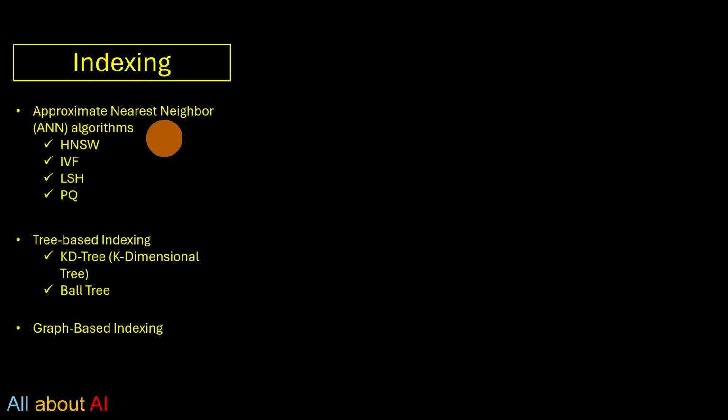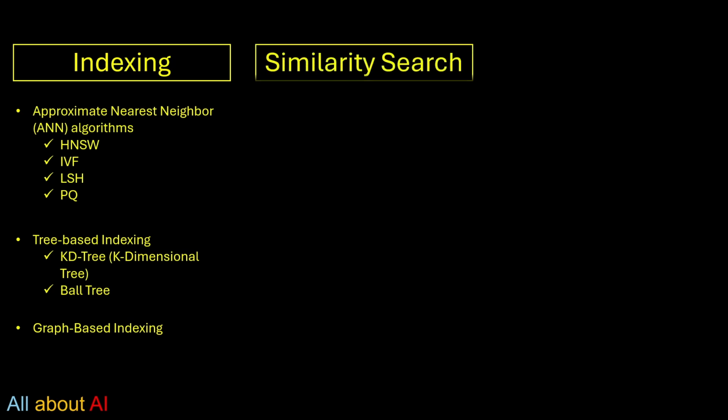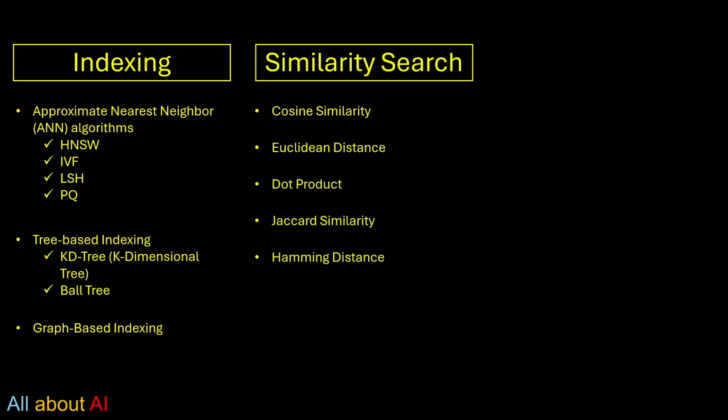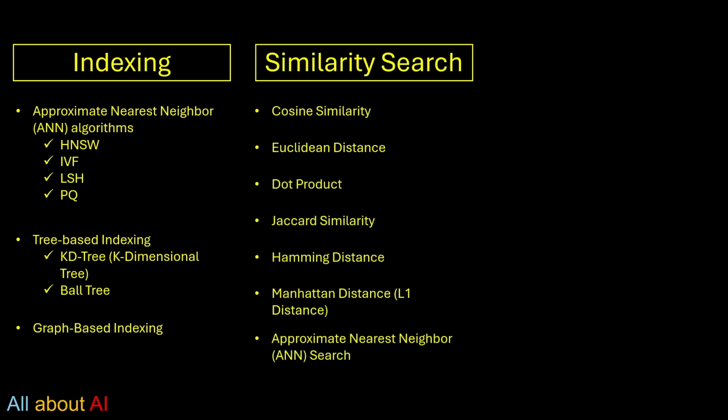It has HNSW, which is hierarchical navigable small world. Then IVF, LSH, PQ, where PQ stands for product quantization. There are tree-based indexing methods, KD tree, which is k-dimensional tree, and ball tree. There are also many graph-based indexing mechanisms available. Now, while indexing is the core part of how the data is stored, the main usage of a vector database is how the search is done. So primarily it does similarity search.